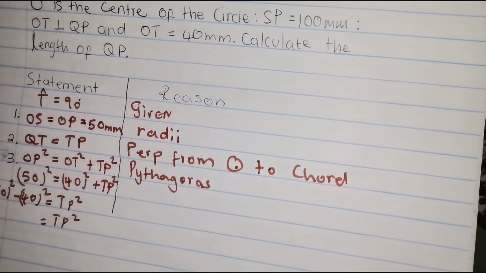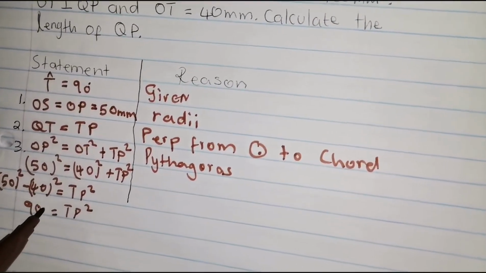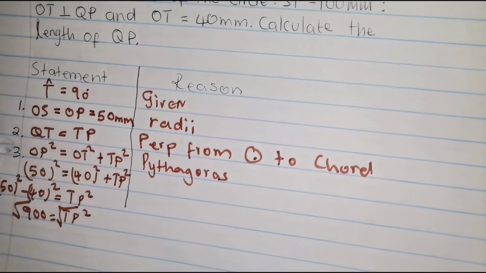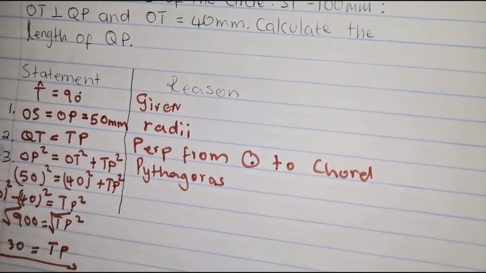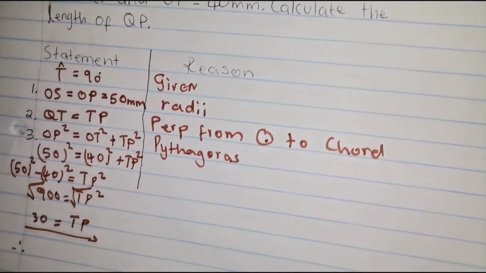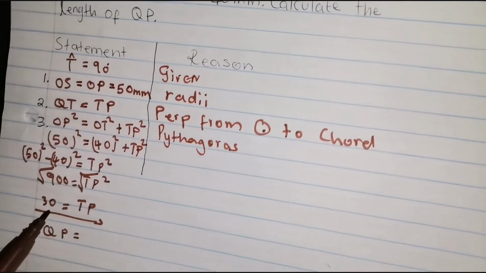900. Then after that you're going to introduce the square root on both sides. The square root of 900 is obviously 30. Therefore QP is equal to 30 plus 30.